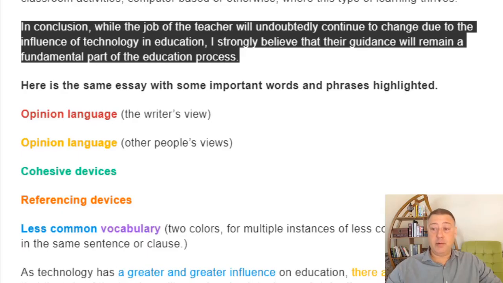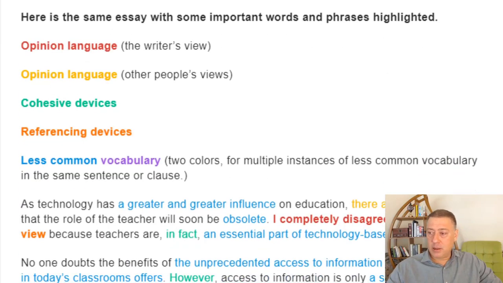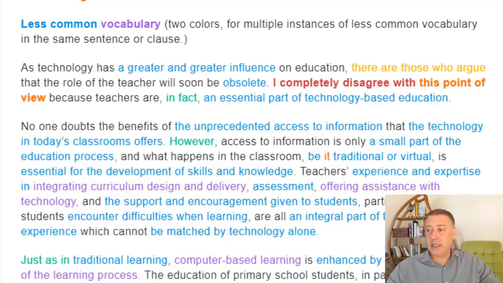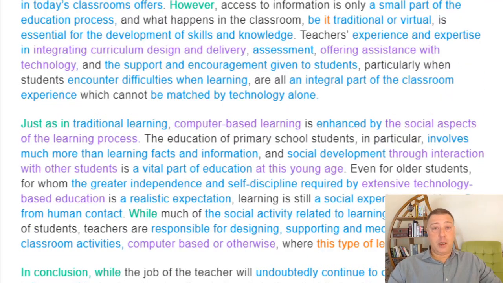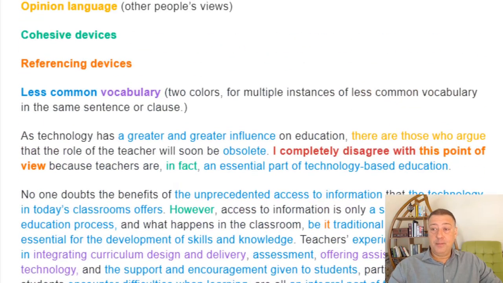Now, if you scroll down, you'll see another version of the essay with various words and phrases highlighted, less common vocabulary, referencing and cohesive devices, types of opinion language. In lessons 5, 6, and 8, I went into quite a lot of detail about what these things mean and why they're important. So I'm not going to go over every single one here because it's quite a long and slightly tedious process, but I would recommend that you read this essay for some good topic-specific vocabulary that you can think of, and also to see how these things are used. And again, lessons 5, 6, and 8 have a broader discussion of why those things are important in the context of an IELTS essay.